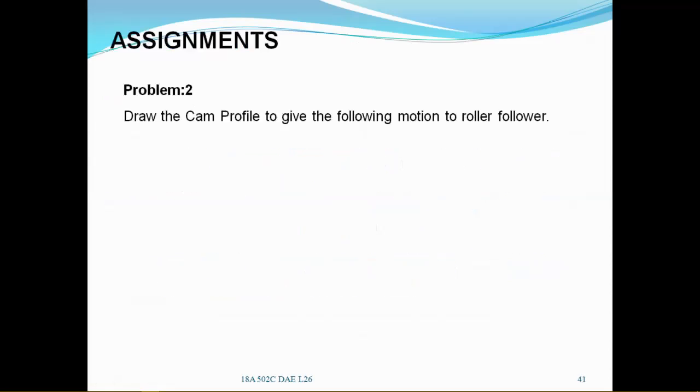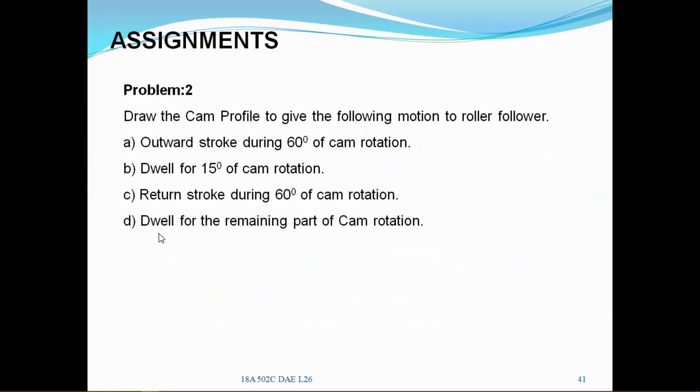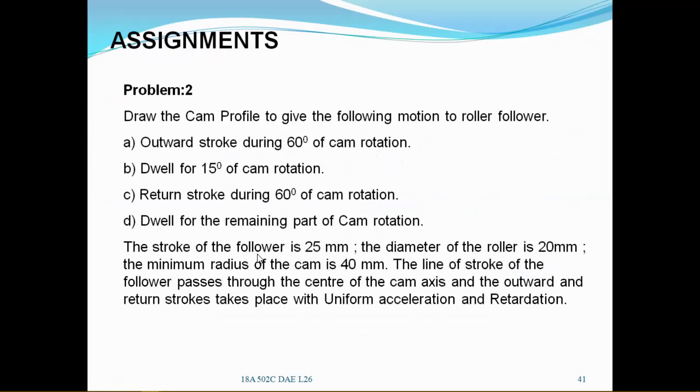And the second problem: draw the cam profile to give the following motion to a roller follower. Outstroke 60 degrees, dwell 15 degrees, and return stroke 60 degrees, then dwell for the remaining cam rotation. Stroke length is given to you, roller diameter is also given, and the minimum radius, the base circle radius, is also given. The axis passes through the same, and here the motion is uniform acceleration and retardation. I think it is also a very simple problem as we have discussed.